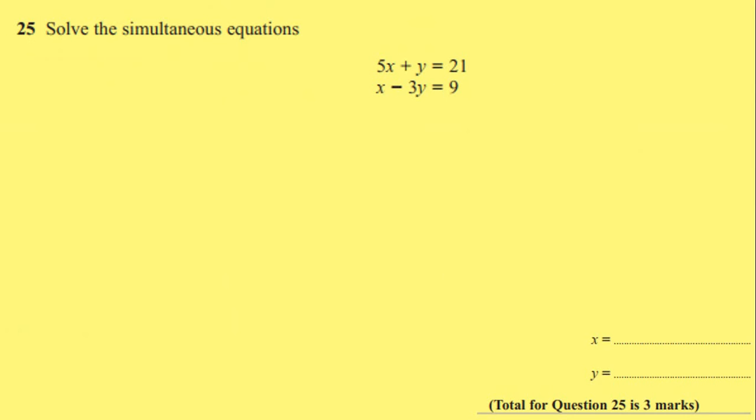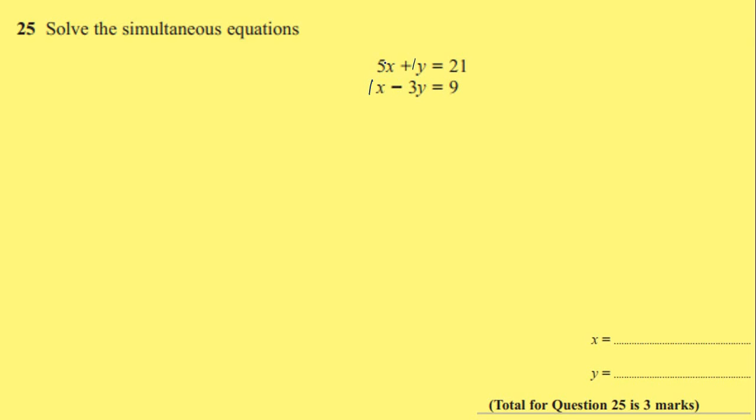All right, moving on. Solve the simultaneous equations. Now these are really tricky, and foundation means right up towards the end, obviously, and we're getting quite close towards the end of the paper. Now to do these, you need to equate some of the coefficients. The coefficient of x here is 5, the coefficient of x here is 1, the coefficient of y here is 1, and the coefficient of y here is negative 3.